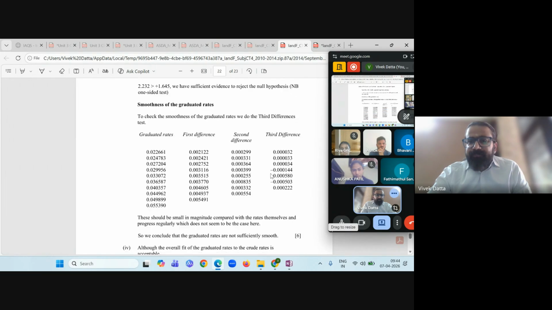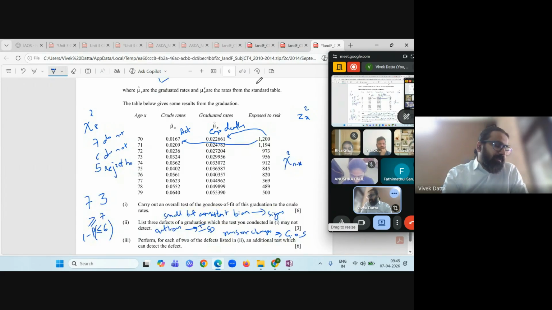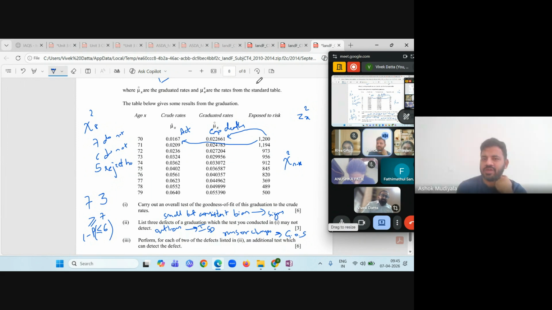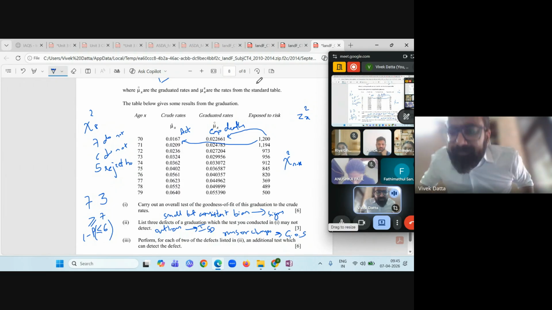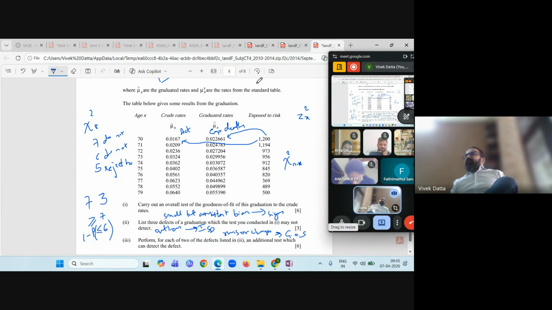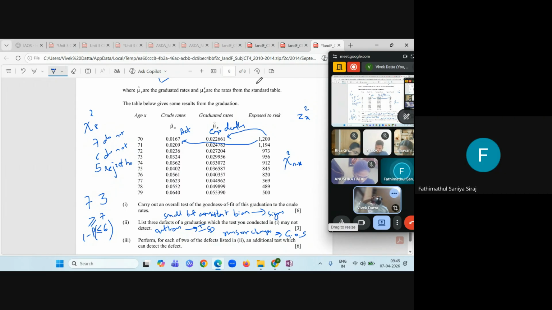Now, don't stare at the screen. I said now. Start. You already have the crude rates. You have the graduated rates. Start doing the test for smoothness. Because you all haven't practiced the test of smoothness even once. The delta formula we need to apply. Yes, third differential. Yes, Sanya, you were there for the test of smoothness, so you should be able to solve that. Yes, sir, I'll try.